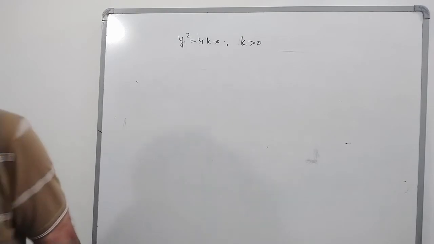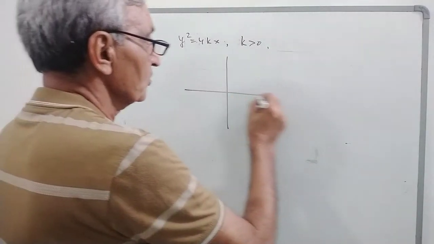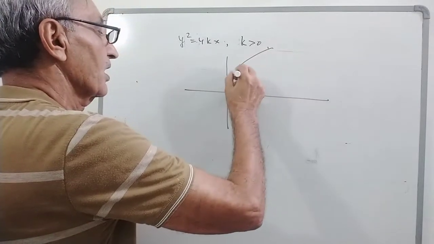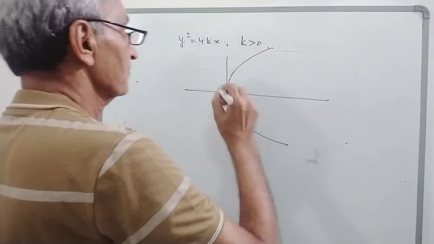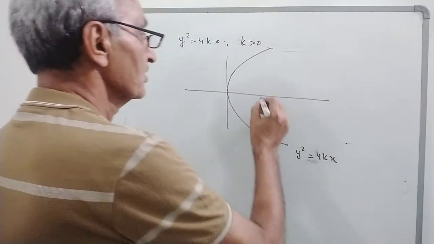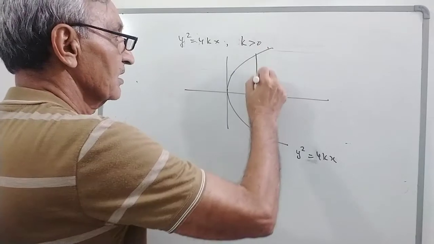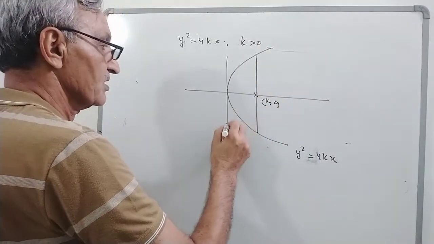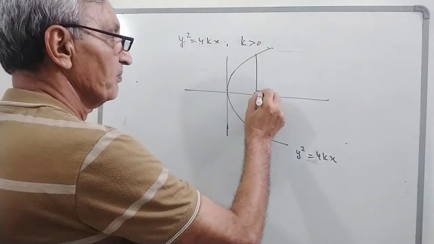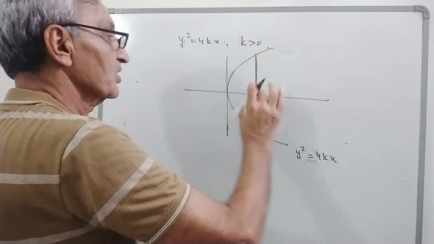Latus rectum, area between this and the latus rectum. I told you in my earlier video, this is a parabola, y² = 4kx. This is the positive side. It has focus (k, 0), and this is the latus rectum here, which is perpendicular to this. Length of this is 2k and 2k, 4k.